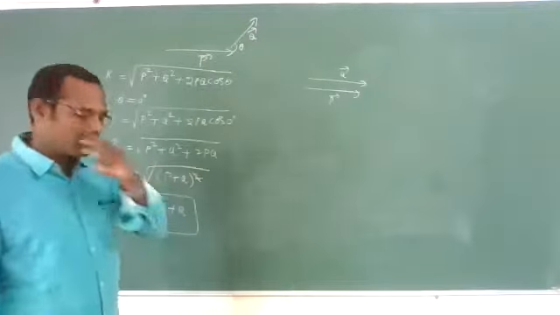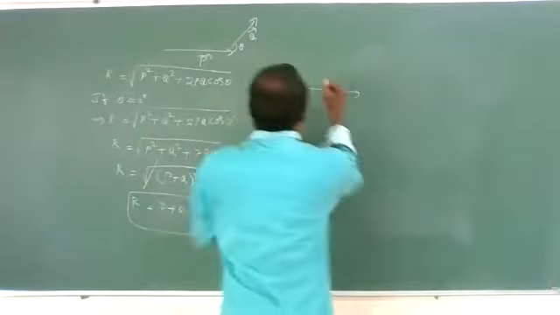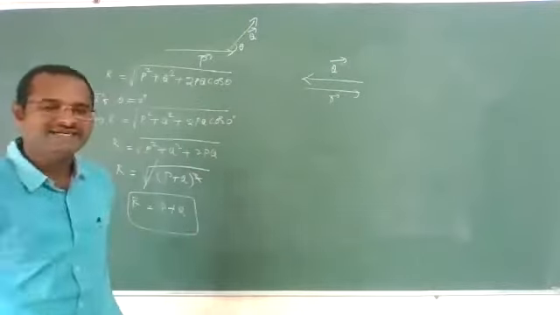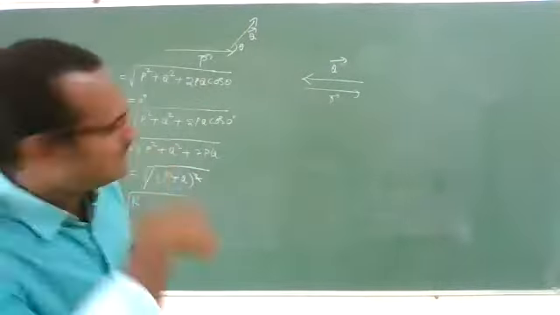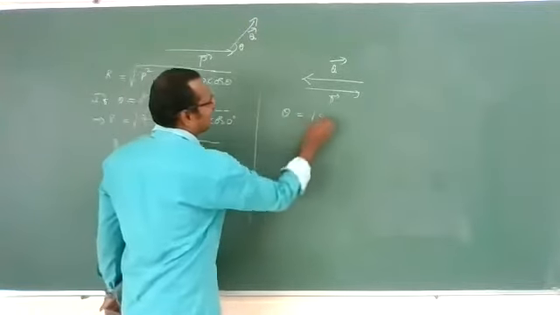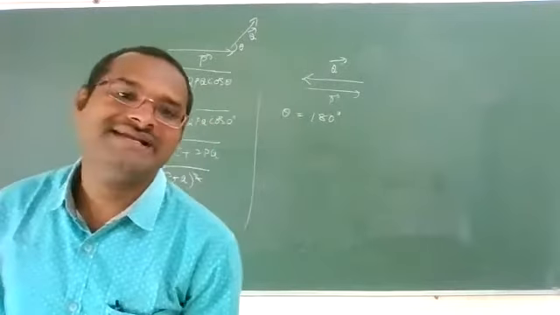Theta is 0 degrees. Okay. If you take two vectors that are opposite, like this, one vector on the right side and one vector on the left side, then what will be the angle between these two vectors? The angle will become 180 degrees.